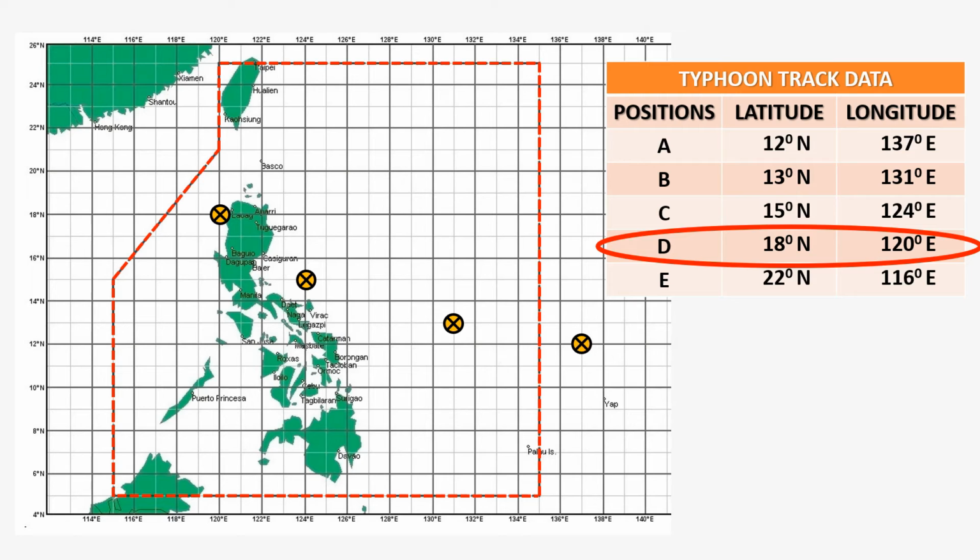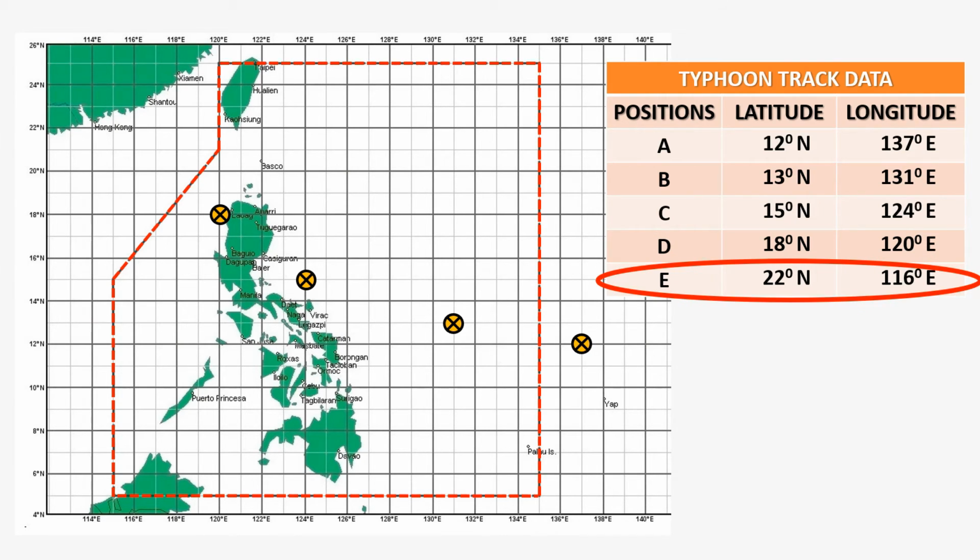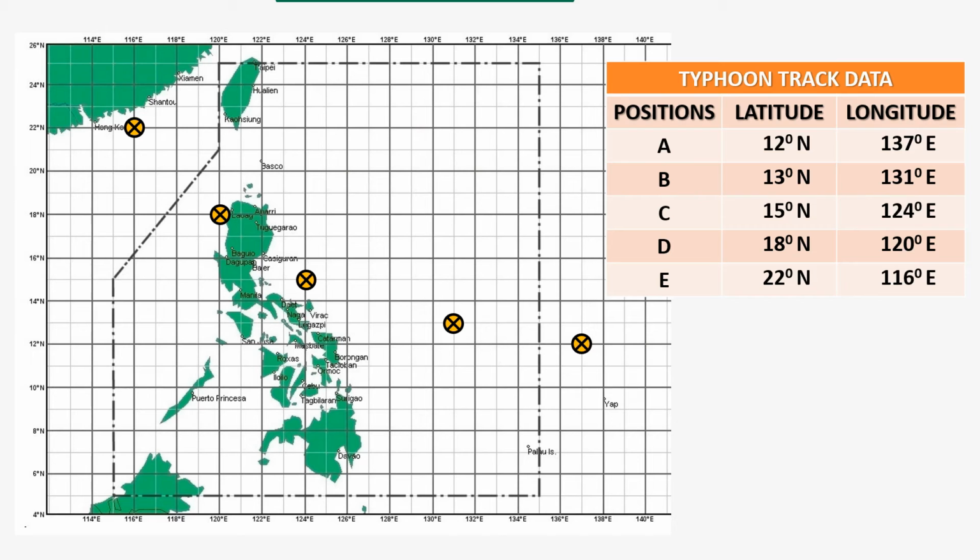And finally, the coordinates of position E are 22 degrees north and 116 degrees east. Now, what can you say about the typhoon here at position E? Very good. The typhoon has now left the Philippine area of responsibility. To summarize, here's the path taken by our hypothetical typhoon from point A up to point E.